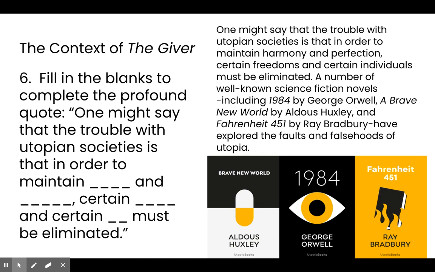One might say that the trouble with utopian societies is that in order to maintain harmony and perfection, certain freedoms and certain individuals must be eliminated. A number of well-known science fiction novels, including 1984 by George Orwell, Brave New World by Aldous Huxley, and Fahrenheit 451 by Ray Bradbury, have explored the faults and falsehoods of utopia.